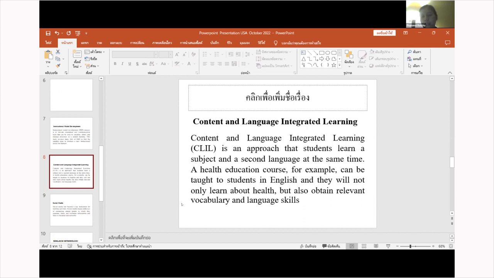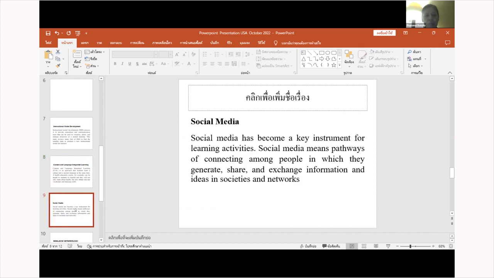Content and language integrated learning. Content and language integrated learning, or CLIL, is an approach in which students learn a subject and a second language at the same time. A health education course, for example, can be taught to students in English, and they will not only learn about health, but also obtain relevant vocabulary and language skills.